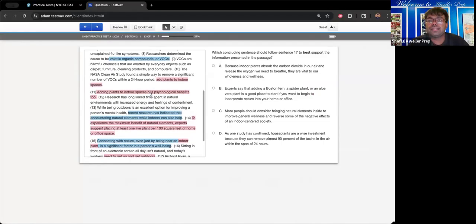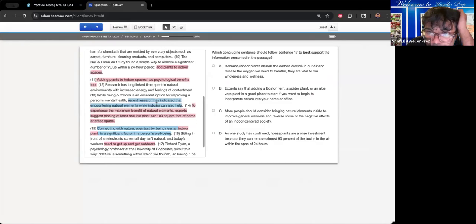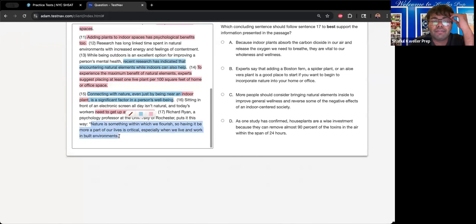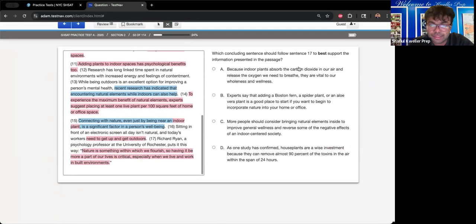Which concluding sentence should follow sentence 17 to support the information presented in the passage? Nature is something in which we flourish, so having it more part of our lives is critical. It seems like they want to come up with a general idea that supports this. A is too scientific, that's why I don't like it. Here it talks about how nature is something within which we flourish. So we flourish in nature, so we need to have it part of our lives.